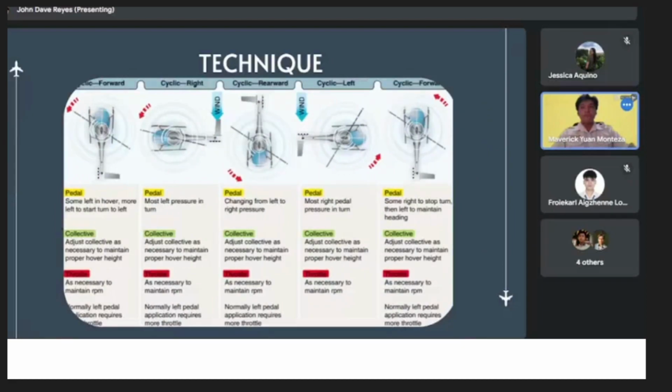Okay, as we can see, we have different types of cyclic directions. We have forward, right, rearward, left, and forward. With this, we have specific techniques we have to apply for a specific cyclic turn. For example, if we have a forward cyclic, for the pedal, there must be more left to start to turn on the left. On the other hand, for a right cyclic turn, our pedal should have more left pressure in the turn, and so on.